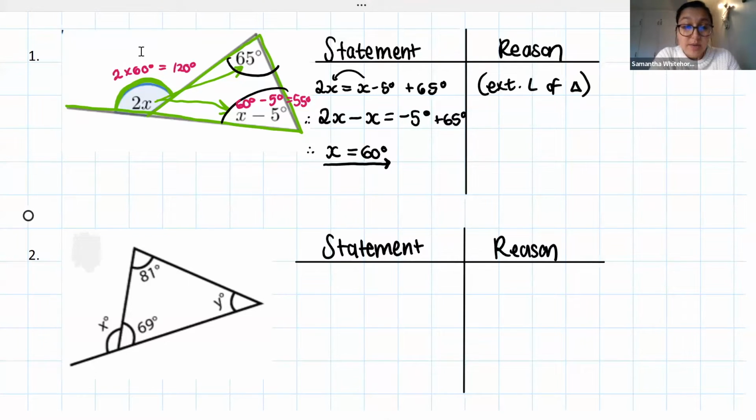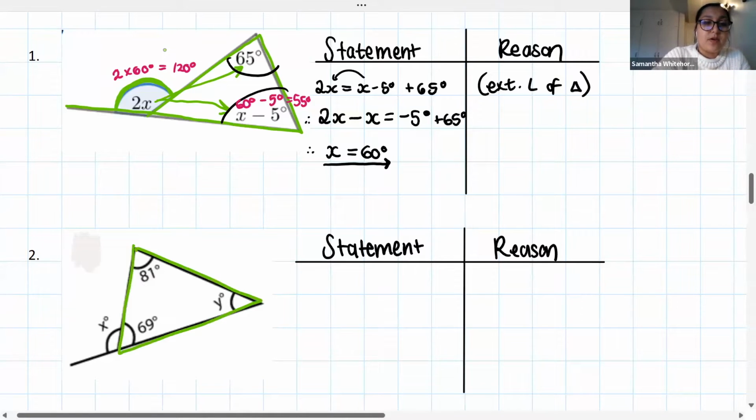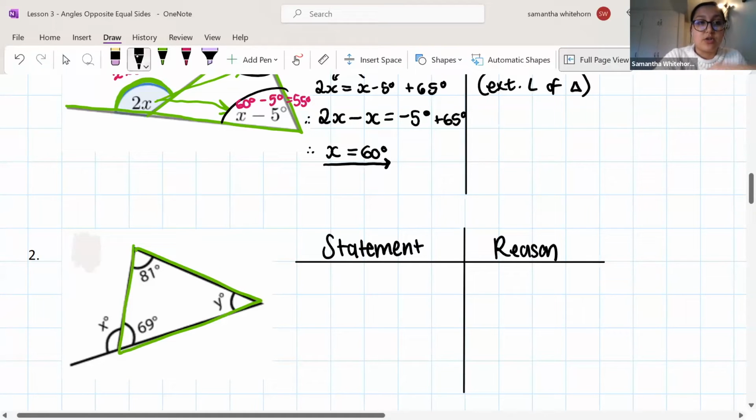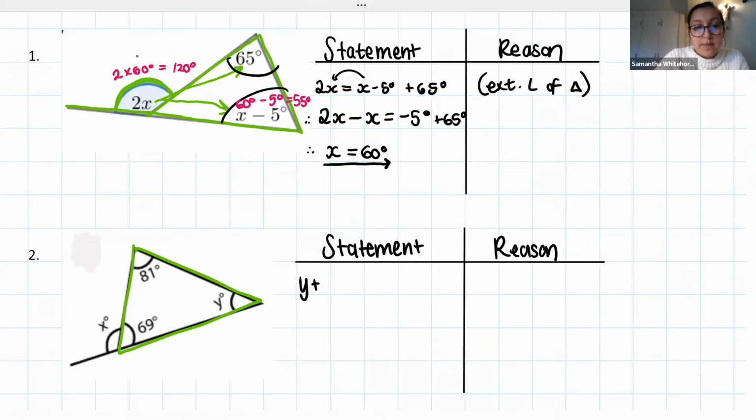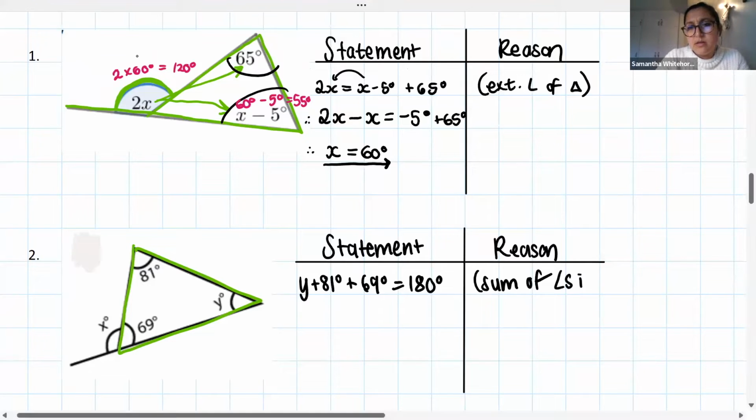Cool. So I'm going to start with Y, just because if I do want to use exterior angles for X, I need to know what Y is. So again, if I have a look at my diagram, I've got my triangle here of 81, 69, and Y degrees, which means that I've got sum of angles in a triangle. So Y plus 81 degrees plus 69 degrees is equal to 180 degrees. My reason, sum of angles in triangle.